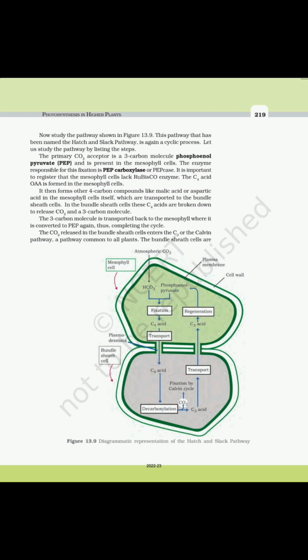The C4 acid OAA is formed in the mesophyll cells. It then forms other 4-carbon compounds like malic acid or aspartic acid in the mesophyll cells itself, which are transported to the bundle sheath cells.